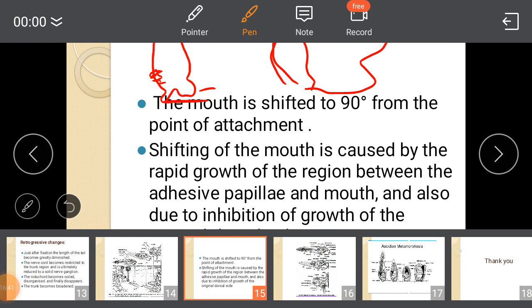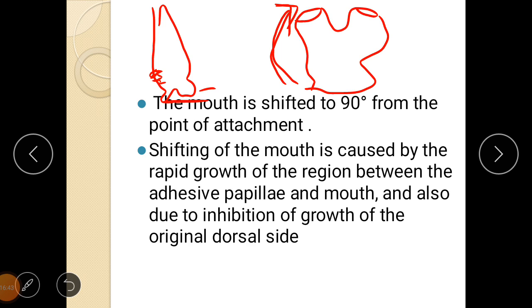Shifting of mouth is caused by the rapid growth of the region between the adhesive papillae and mouth, and also due to the inhibition of growth of the original dorsal side. Okay, so why the shifting of the mouth takes place is because it is actually caused by the increased growth, especially in the adhesive papillae region and in the mouth region.